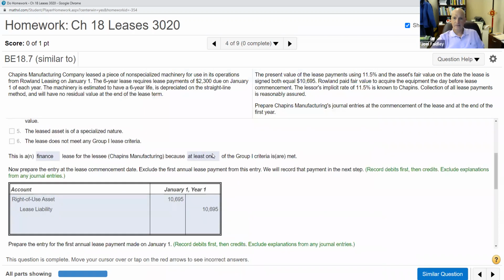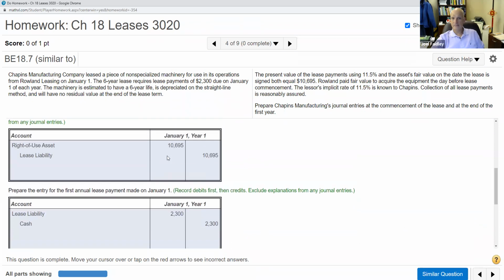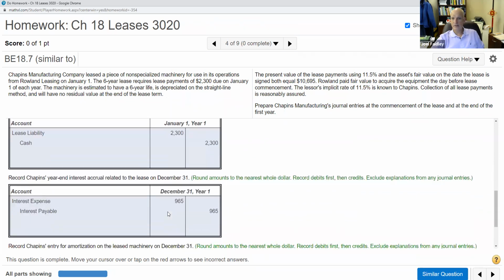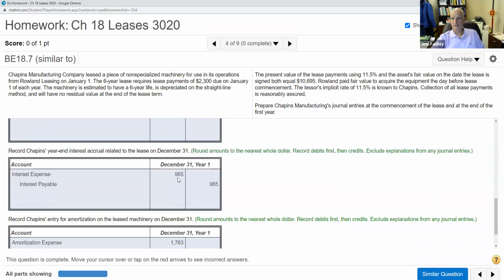Let's see what that looks like here. All right, there's my right of use assets on my books. I'm going to depreciate or amortize. There's my lease liability. And right off the bat, we're going to reduce that lease liability by 2,300, leaving my balance there to multiply by 11% to get 965. So 10,695 minus, right? Think of that, that's on your T account as a credit. There's my debit. So the balance then times 11% is 965.